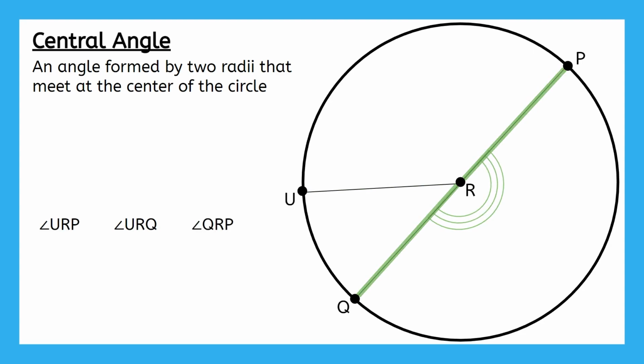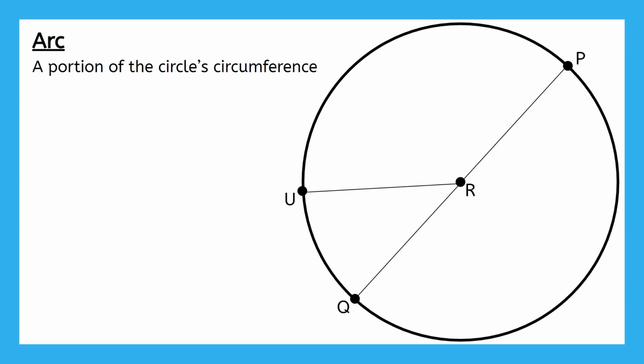What do you think the measures of these central angles add up to? The central angles in a circle will always add up to 360 degrees. Our next term is arc. An arc is a portion of the circle's circumference.